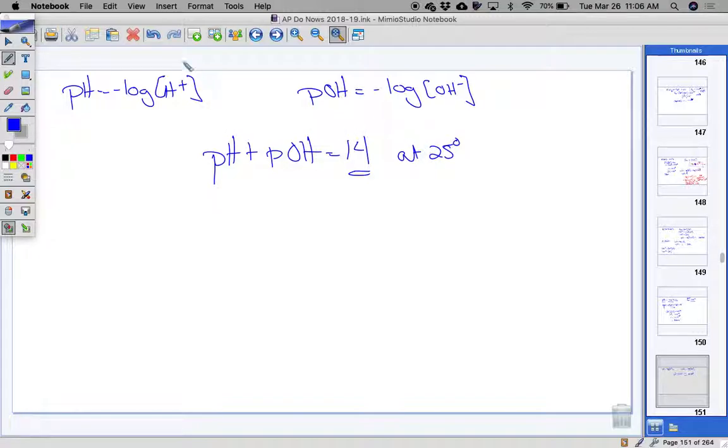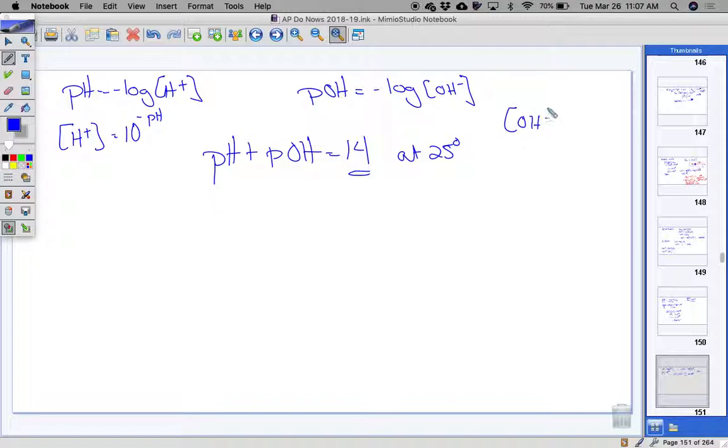All right, how do we solve if we have to solve for H plus? Like, what if H plus is the x? How do I solve it? Multiply by negative 1, and raise it to the 10. So it's 10 to the negative pH. Okay. So make sure you can do that and get both back and forth.